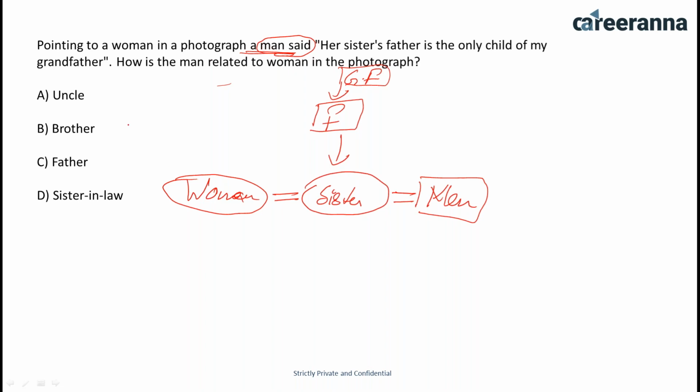Now the question is asking how the man is related to the woman in the photograph. If you see, he is the brother of this woman. Some students are saying father. I don't know how you are getting this, but if you solve this normally by this approach, you will get the answer. The answer is going to be option B.